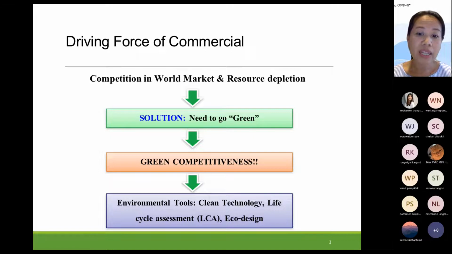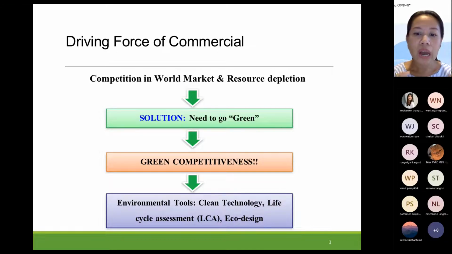As I talked about clean technology for this course, right? Clean technology is the whole picture, but life cycle assessment is one strategy under clean technologies, based on the ISO series about environmental management systems, like the ISO 14000 series that talks about life cycle assessment.